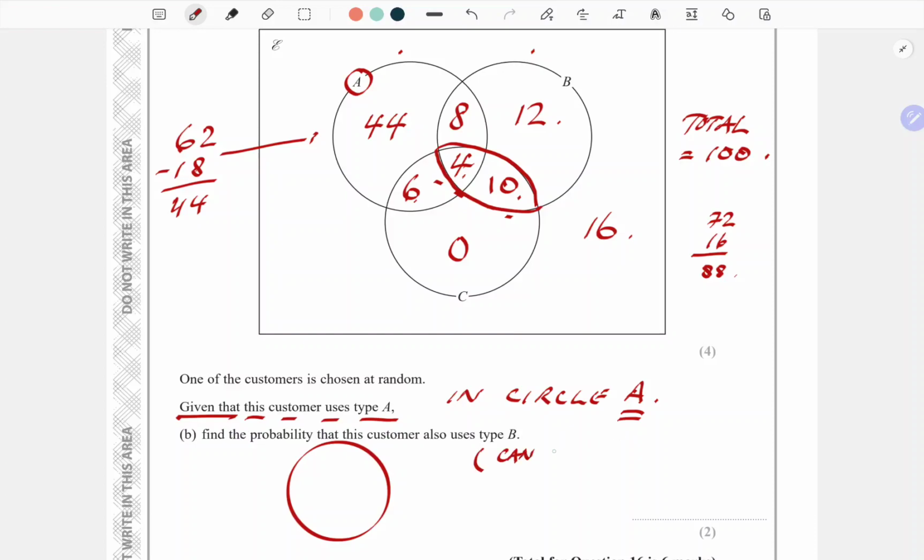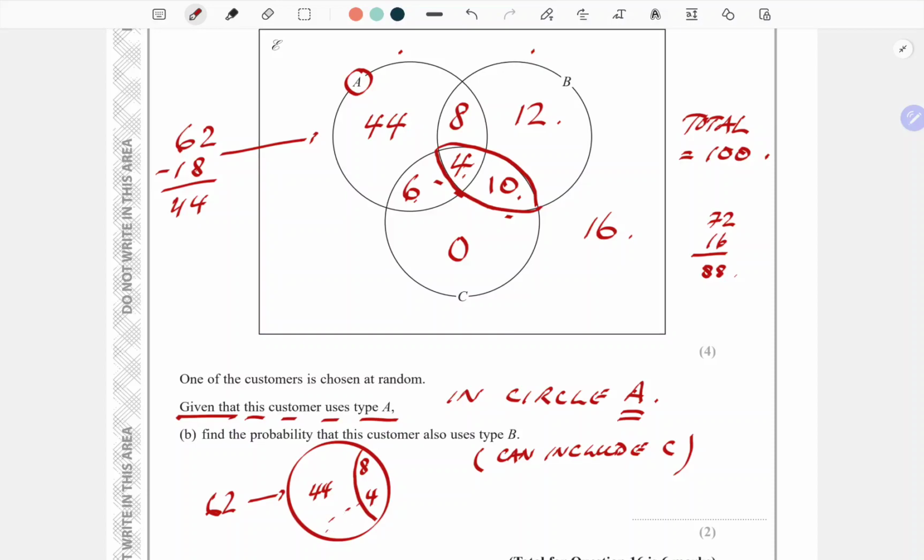Can include C, right? It doesn't say anything about that. Now, of the A, we know that the total of A is 62, and of those, the ones that use B are the 8 and the 4. And on this side, we've got 44, and the 6, etc.